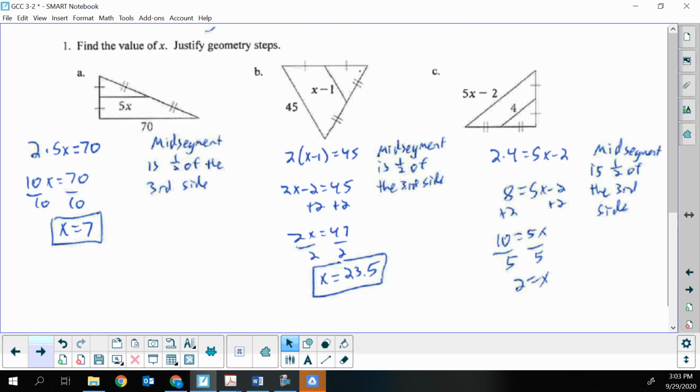All right, going to the homework. From our markings in 1A, we can tell that that's a mid-segment there because it's connecting two midpoints. So double the 5x, and it's equal to the 70 because a mid-segment is half of the third side. And you get x is 7. Similar idea for each of the others. You get 23.5 and 2.